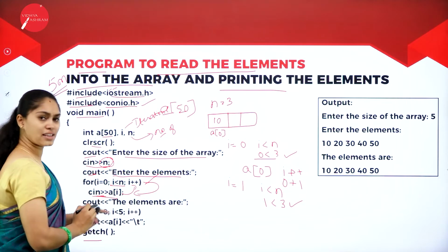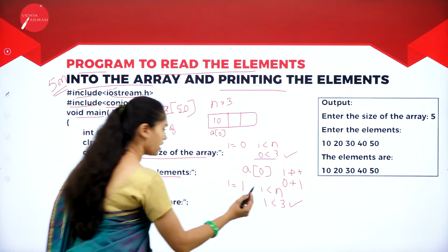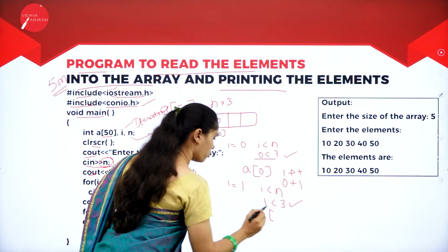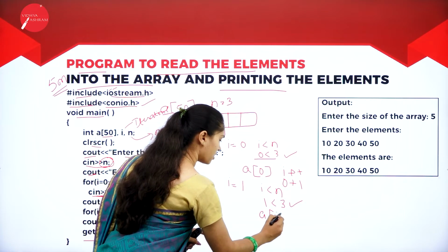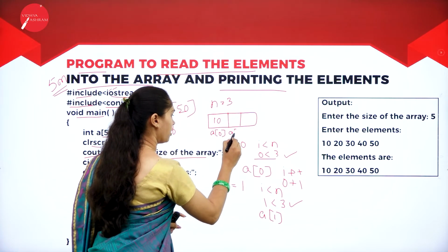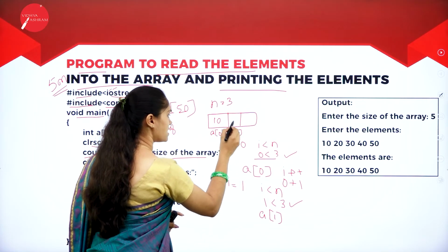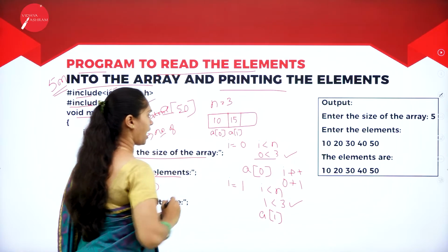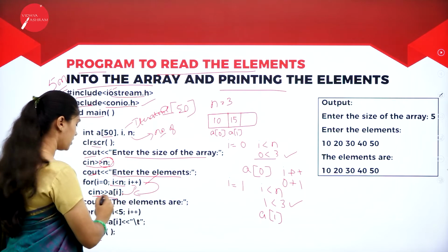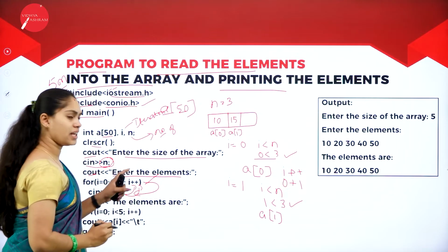Then it will take the input for a of i. What is a of i? What is the i value? 1. So a of 1 will take the value for the second element. Let me consider that as 15. This got over. Again it will come for the increment.